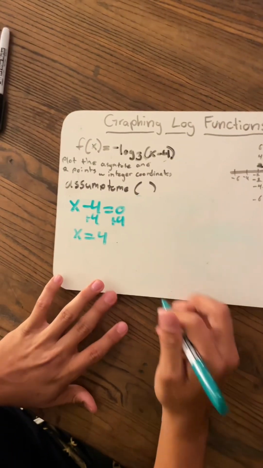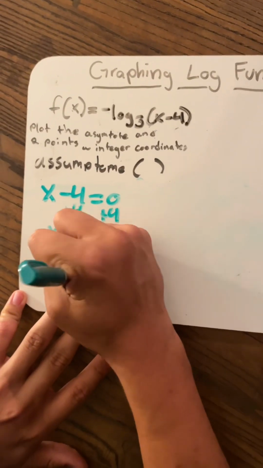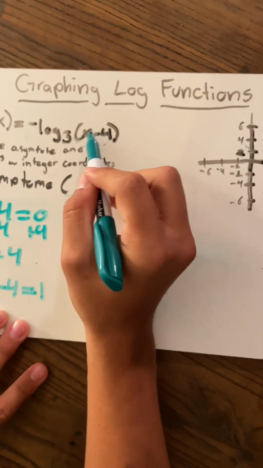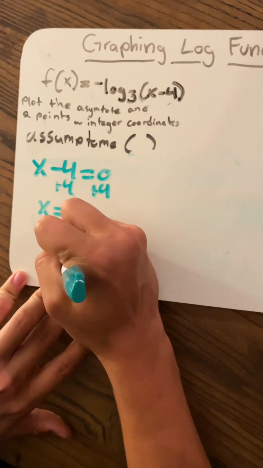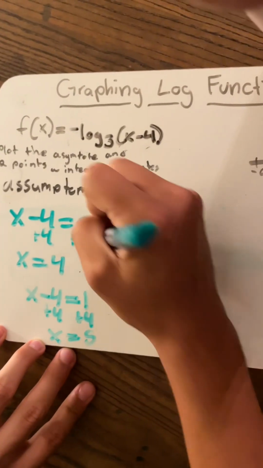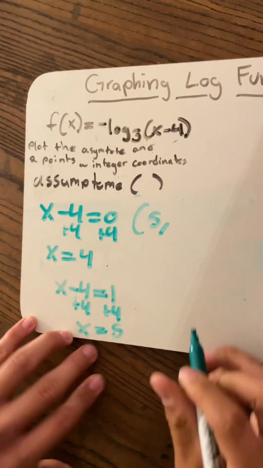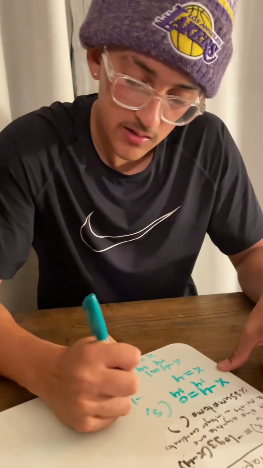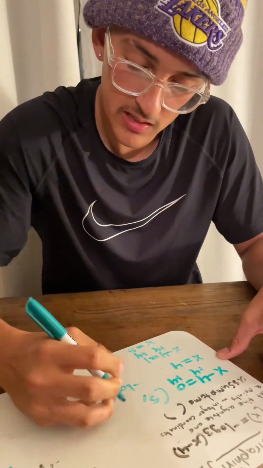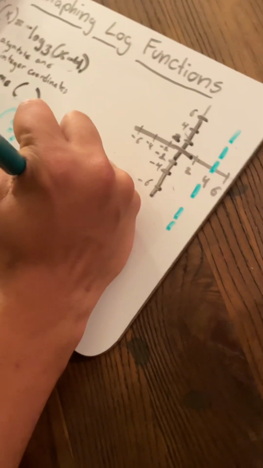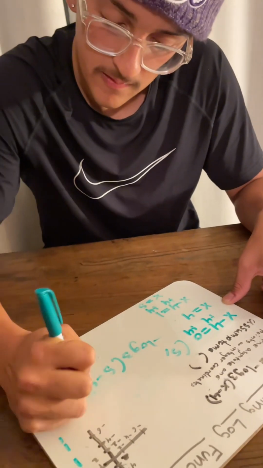After we get our asymptote, we make x minus 4 equal to 1, and we use the original equation of the parentheses to get this. Now again, we add 4, x is equal to 5. So this is our first point. After we get our 5, we plug it back into the original equation. So then we get negative log base 3 of parentheses 5 minus 4, substituting the x.